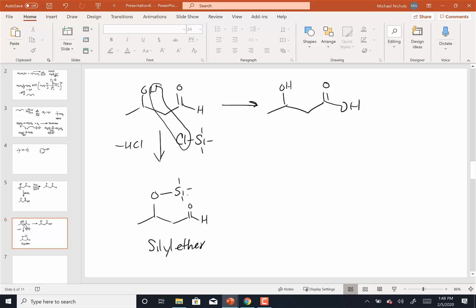So this is what's called protection. I'm going to protect my alcohol so that it doesn't react any further. So once I form this silyl ether, it will only react with one thing, and that's not KMnO4. So now I could say, okay, I've protected my alcohol. Let's go ahead and react this with KMnO4. The silyl ether does nothing, but my aldehyde now becomes a carboxylic acid. So I've oxidized to the carboxylic acid, but I protected the alcohol from undergoing oxidation.